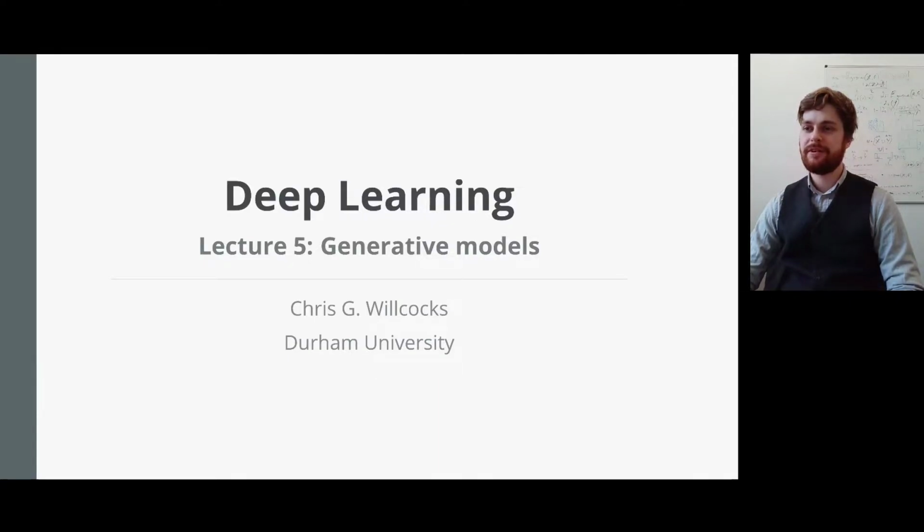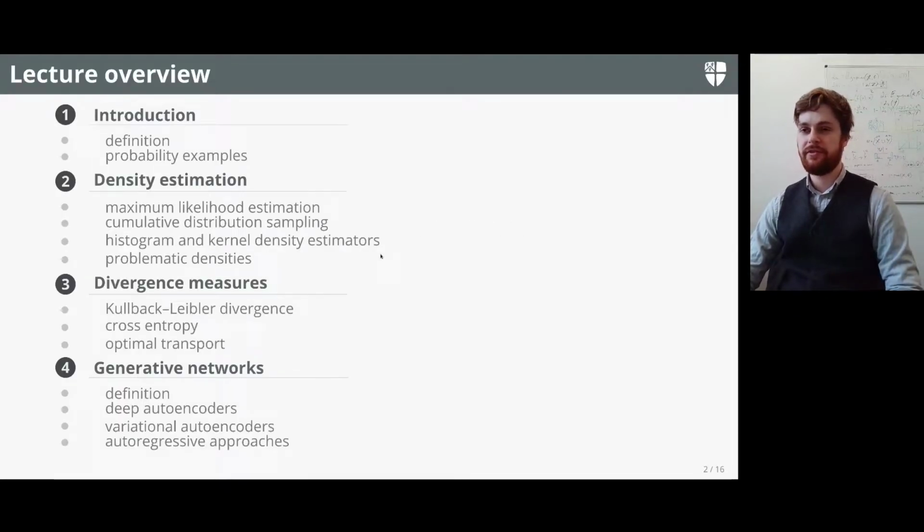Hello everyone, welcome to the fifth lecture on deep learning, where we're going to be studying deep generative models. In this lecture we're going to define generative models and discuss various different examples of them. Then we're going to look at the theory behind simple density estimators and the relationship between density estimation and generative modeling. Specifically, we're going to be looking at the maximum likelihood approach and the derivative divergence measures.